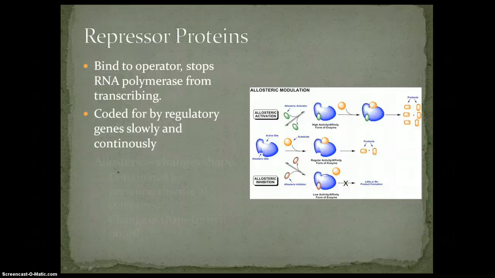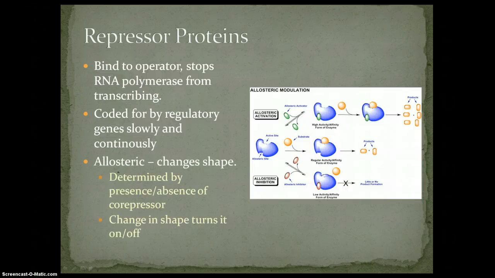Now, repressor proteins tend to be what we call allosteric. Allosteric is something that changes shape upon the binding of another substance. So there's two possible things that could happen here. First, you could have a repressor protein that is constantly bound to the operator. And then some other substance comes along, binds to the repressor protein. The repressor protein changes shape. If it changes shape, it changes structure. Structure equals function. It can no longer bind to the operator, and then that gene is transcribed.